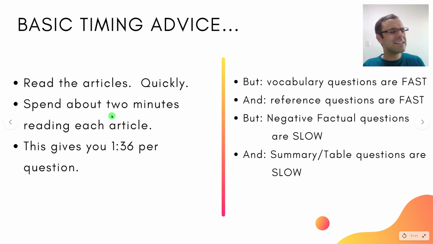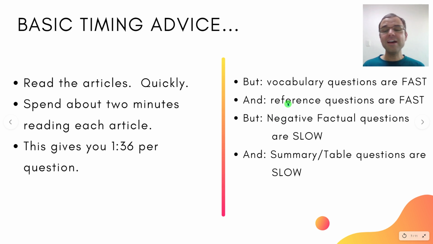Anyways, in my case, if I spend 2 minutes reading each article, I'm left with 1 minute and 36 seconds per question. But it is important to keep in mind that vocabulary questions are done really quickly. It's usually you know it or you don't know it. So you're not going to spend the whole 1:36 on a vocabulary question. And reference questions are pretty similar too. If you're just looking for the meaning of it or this, you're only going to read 1 or 2 sentences. So again, you don't need the whole 1:36 for a reference question.